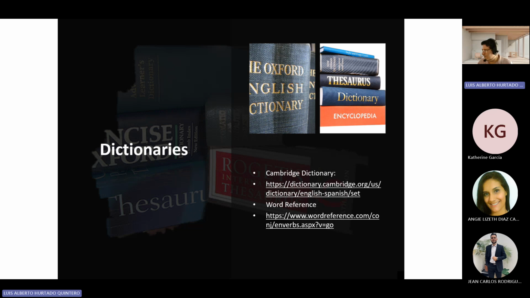Let me see if I can. Are you seeing my screen at this moment or not? Yes, teacher. Okay, at this moment, are you seeing the screen where I am in the online dictionary or not?